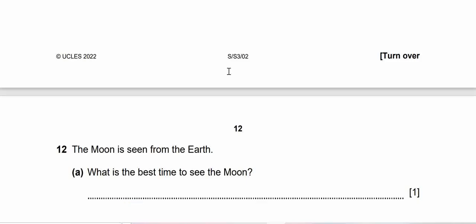Next. Right, we see question 12. The moon is seen from the earth. What is the best time to see the moon? 10 seconds.